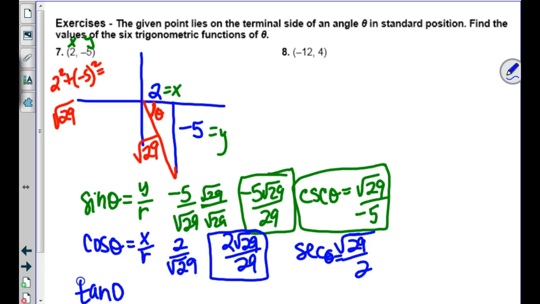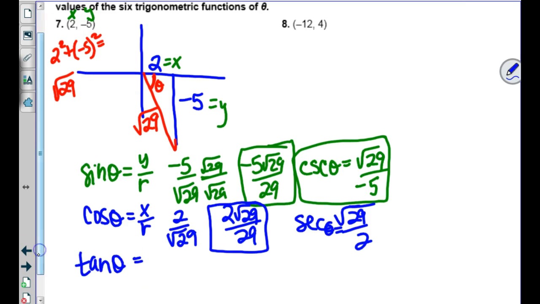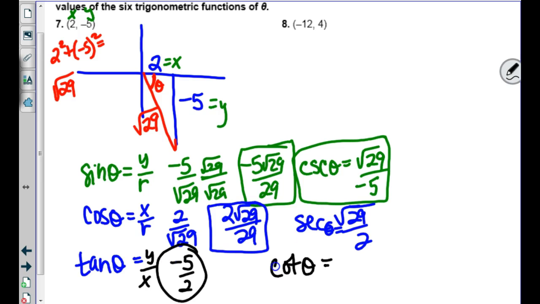And tangent. How do we find tangent, guys? The definition I'd like you to have in your head is y over x. So it's what? -5 over 2 and cotangent 2 over -5. Okay. I vote we don't do all of these in number 8, but can we just draw it and make sure we know how to do that part?